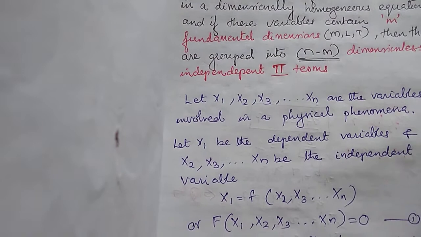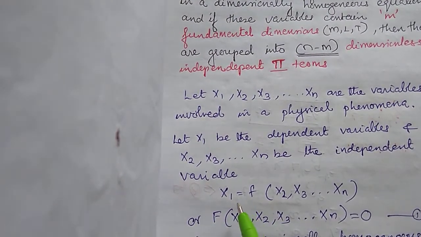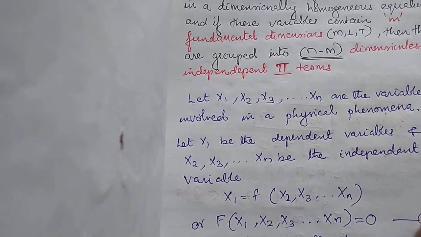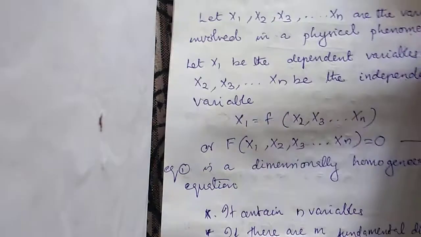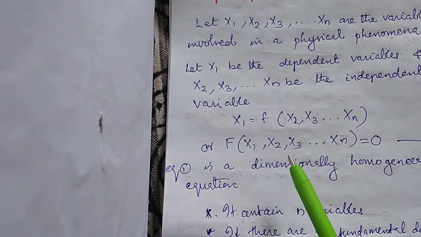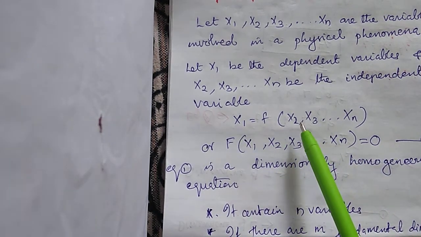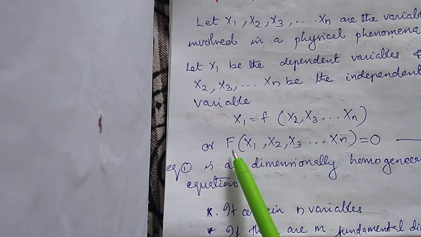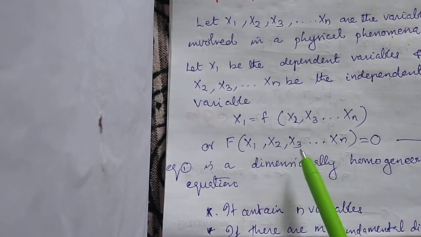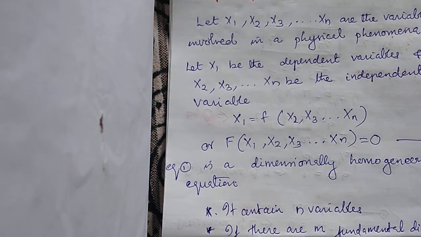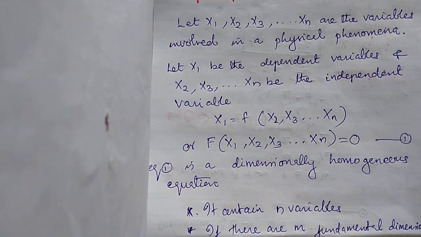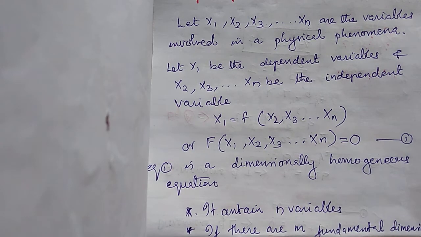So I can write these variables as a mathematical equation. x1 is a function of x2, x3, etc. xn, or f of a function of x1, x2, x3, etc. xn equal to 0. The left hand side variable is taken to the right hand side inside the function. So I can write it as f of x1, x2, x3, etc. xn equal to 0. Now this equation can be considered as a dimensionally homogeneous equation.